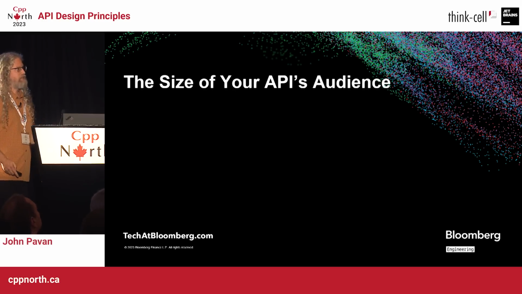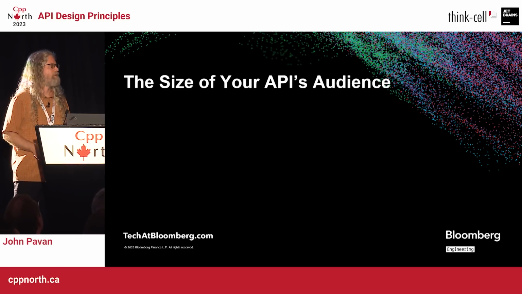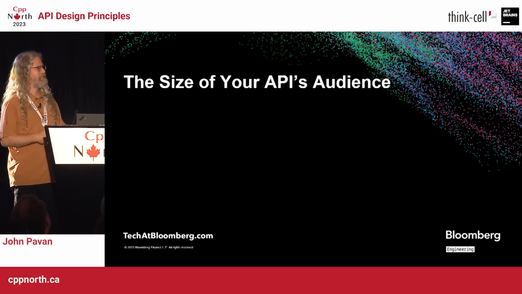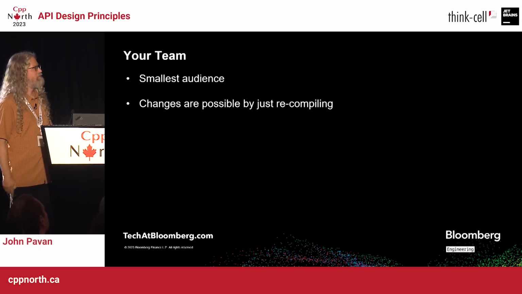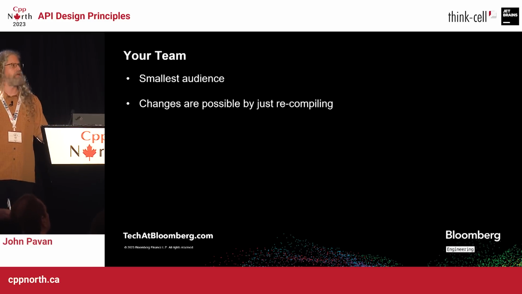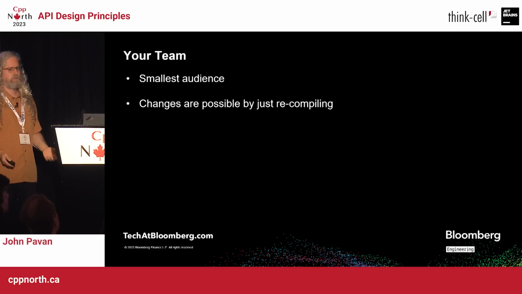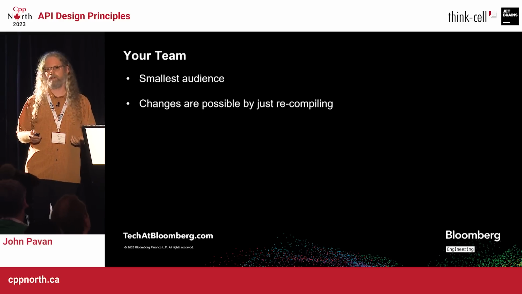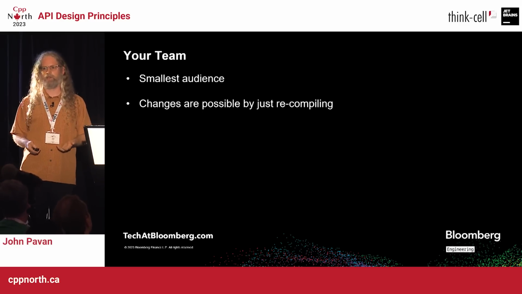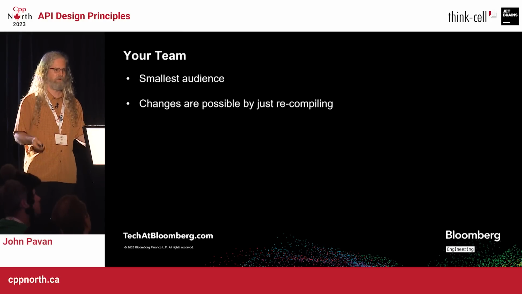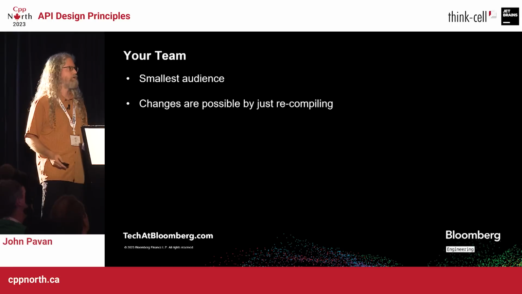Now I'd like to talk about how the size of your API's audience affects how much you really need to care about API design, or rather, when you should concern yourself with it a little bit more. When you start developing something, you're probably working with just your team. Your team may just be you. This is the smallest audience that you're going to get. At this point, you can probably make changes to the API or anything else basically just by recompiling, because you know of every possible use case for your library.